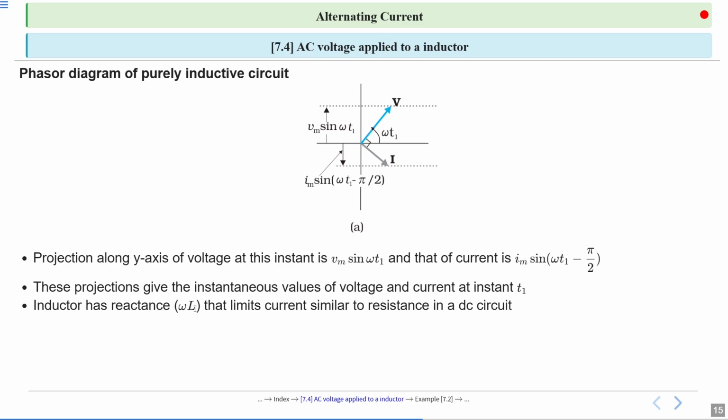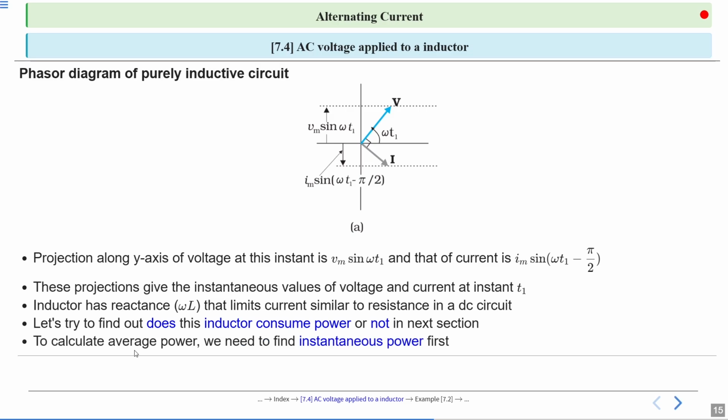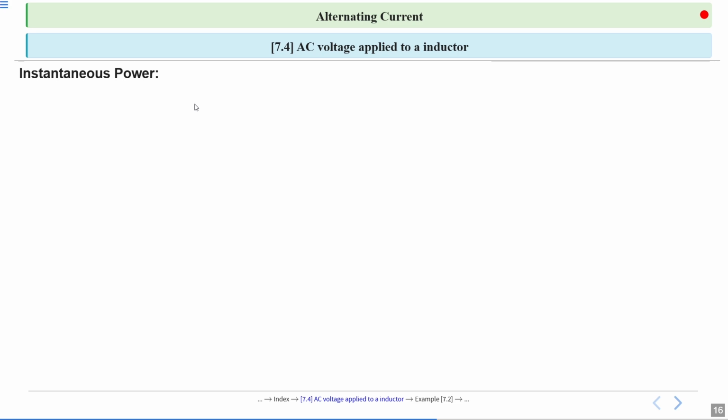Inductor has reactance omega L, which we have discussed already. That is inductive reactance, which limits the current similar to resistance in a DC circuit. Let's try to find out whether this inductor consumes power or not in the next section. To calculate the average power, we need to find the instantaneous power first. So let's see the power expression.